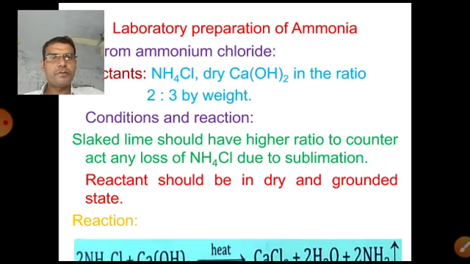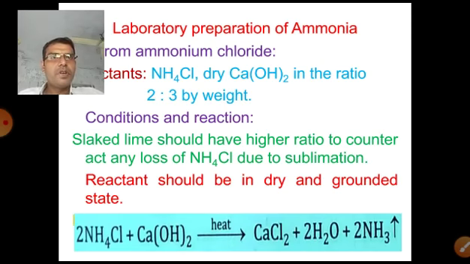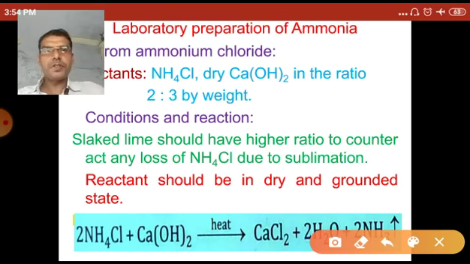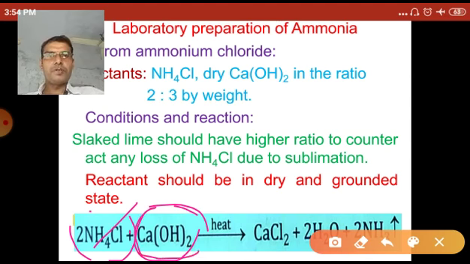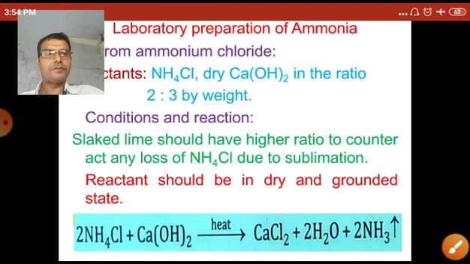Now the reactions that take place when heating the ammonium chloride in the presence of dry calcium hydroxide. Let's see these reactions. When heating the ammonium chloride in the presence of the calcium hydroxide, ammonium chloride is an ammoniacal salt and calcium hydroxide is a base, an alkali. Now heating both, we get calcium chloride, the respective metal salt, water and ammonia gas, NH3.